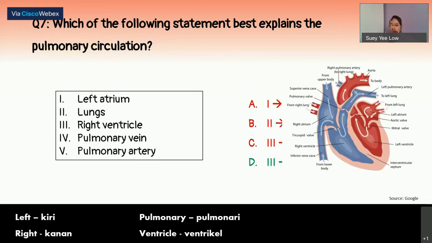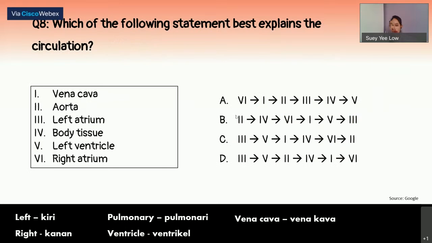So next, question 8. Which of the following statements best explains the circulation? Okay, again, you got 1, 2, 3, 4, 5, 6, here you got 6 sequences. So let's see. Okay, we'll try here. We start from A. It says start right atrium, then go to aorta. Is it possible? No, right? So B. Let's see, aorta. Go to body tissue. Okay, probably yes.